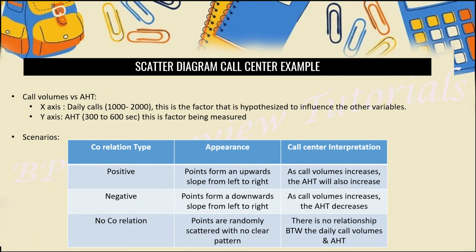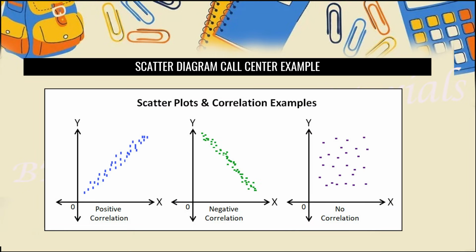Now no correlation, which means points will give random answers. If that is the case, then that clearly says there is no relationship between the call volumes and the EHT. Okay, so this is one example. Let's see the diagrams here. You can see here positive correlation, everything is going upwards. Negative correlation, everything is going downwards.